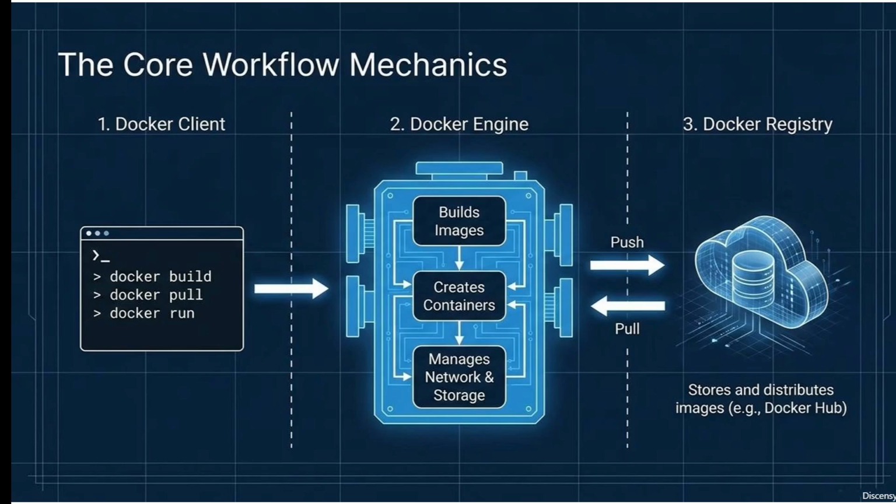Next is the Docker engine, which is the core that is going to run these components. Within the Docker engine, image building happens, creating containers happens, and managing network and storage happens. So all the operations which we perform with Docker images, containers, and managing network and storage are performed by the Docker engine.